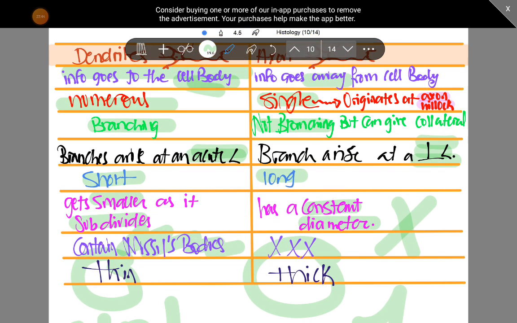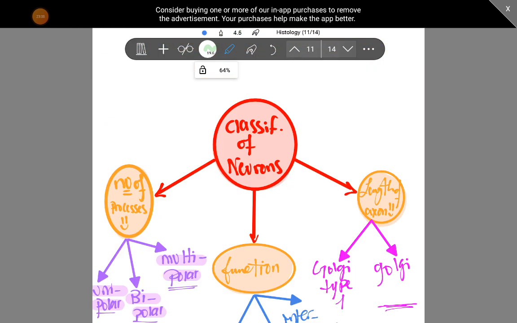God makes everything in balance. If this is only 1, then it's thick. If these are many, then each one will be thin. Because of justice. So again, dendrites carry information into the cell body, they're numerous, thin, branching, and short. As they subdivide, they get smaller. But the axon is long, it's not branching, but it can give collaterals. It is single, and it takes the information away from the cell body. Don't forget, it has a constant diameter, and it's thick.